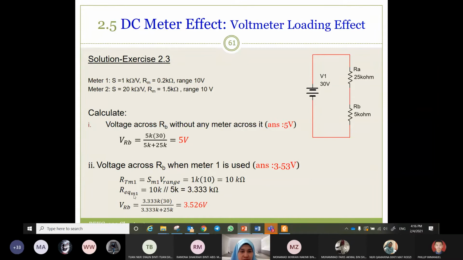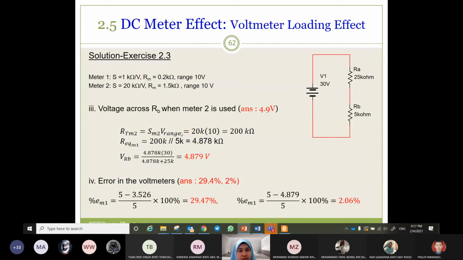Now 10K will be parallel with 5K here because this voltmeter is connected in parallel to measure VRB. The new R equivalent will be 3.333K. It is lower than the actual RB of 5K ohm. So VRB is equal to 3.33K ohm multiplied with the voltage source 30 divided by the summation of R in this part, 25K plus 5K, we get 3.526 volt. This value is lower than the actual value.